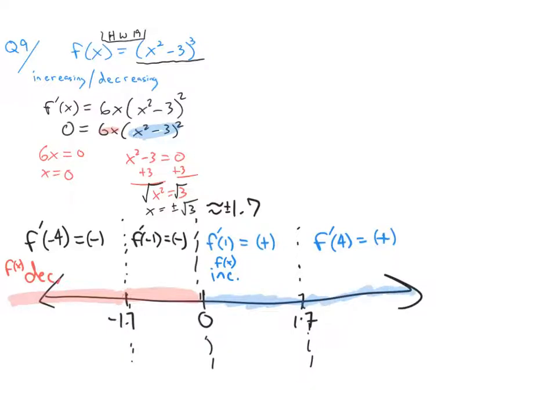So this is the positive region. So in that interval, f of x is also increasing. All right, so now we know where f of x is increasing and where f of x is decreasing. So let's go ahead and write that out. So f of x is increasing.